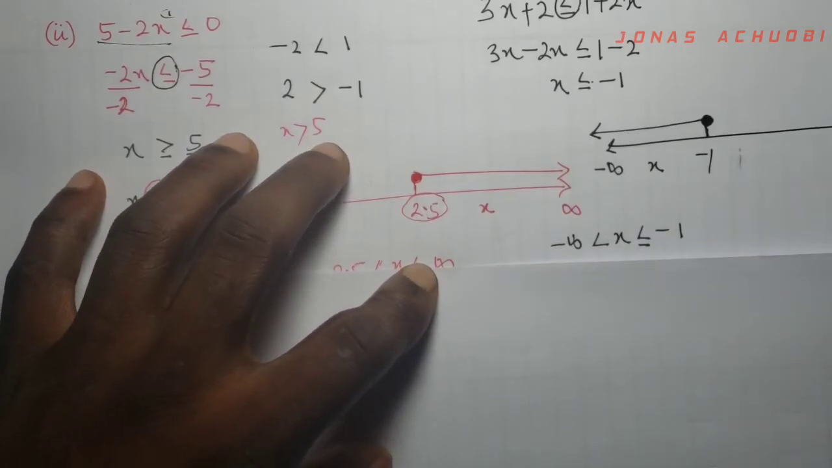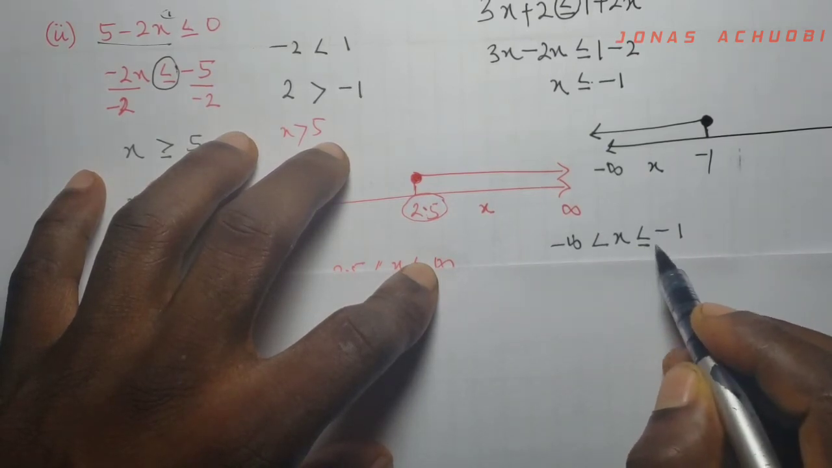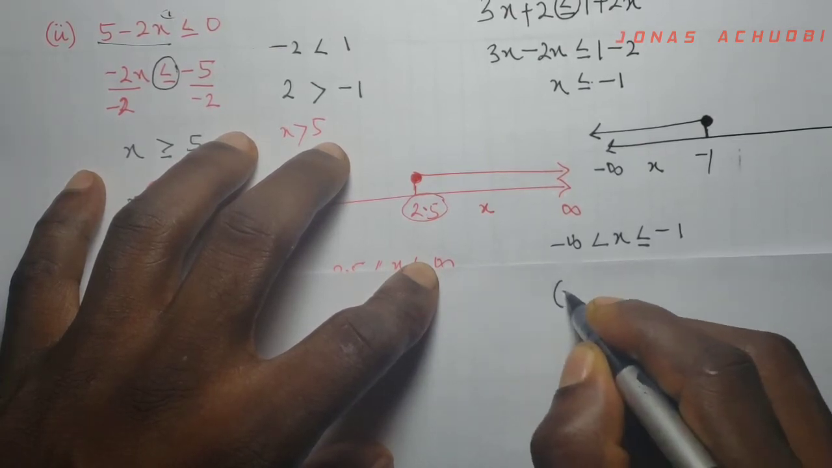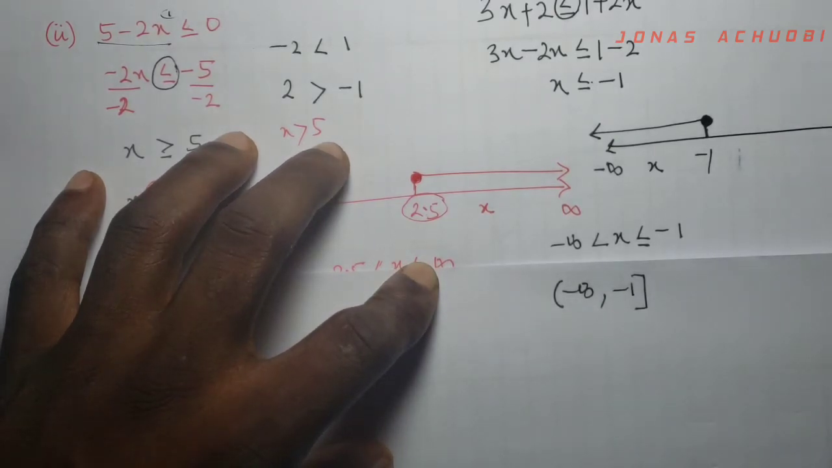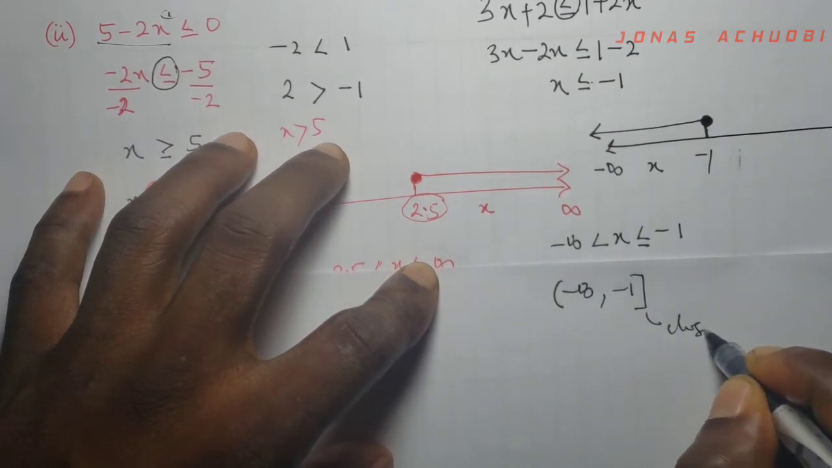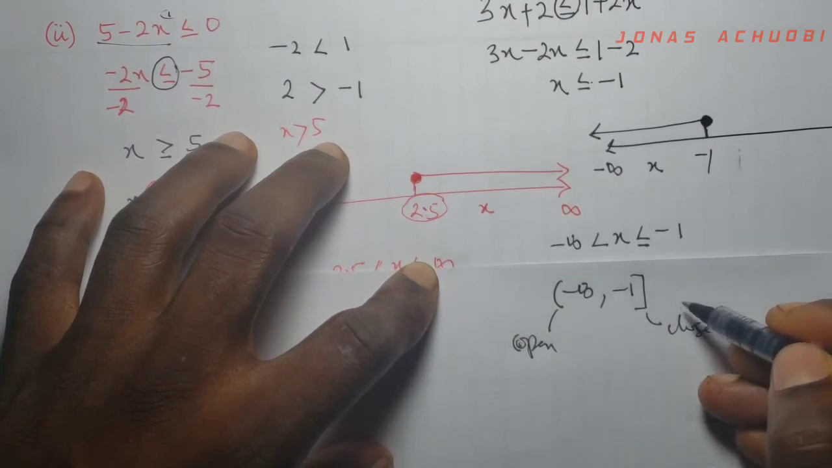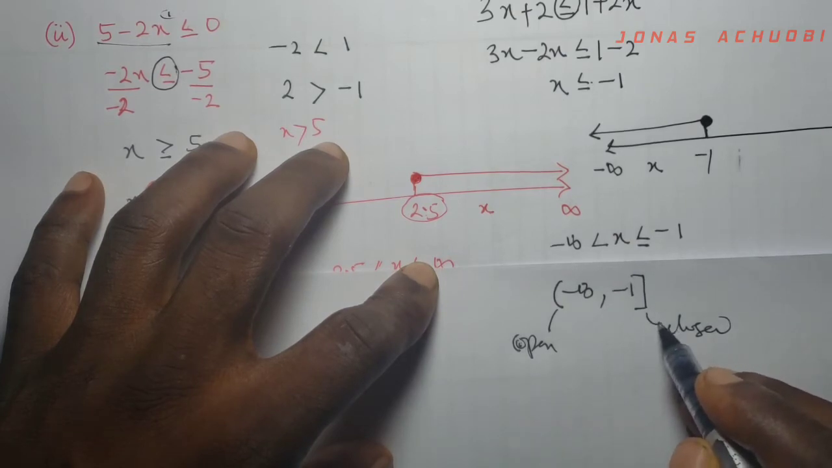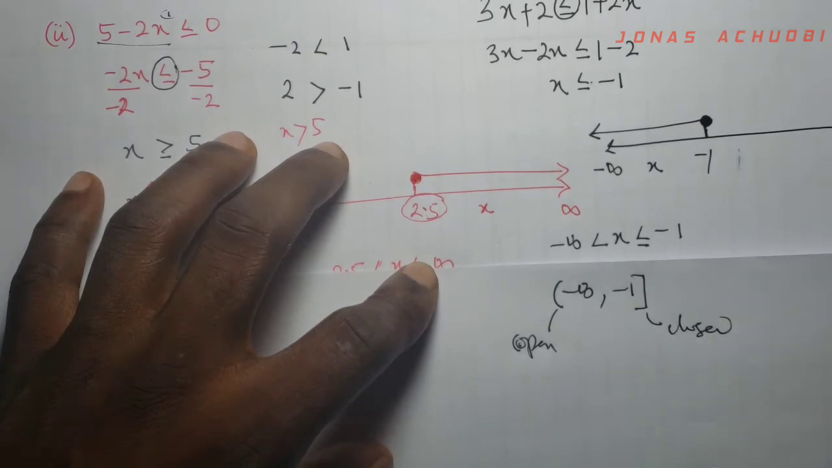The next question now is, how do you write this solution in terms of intervals? So this is closed at minus 1 and open at minus infinity. So we'll write minus infinity open, and at minus 1 the interval is closed. So in terms of interval notation, we have half closed, or half open if you like. It's closed on the right at minus 1 and open to the left at minus infinity. So closed at minus 1 simply means that the point minus 1 is also in the solution region.